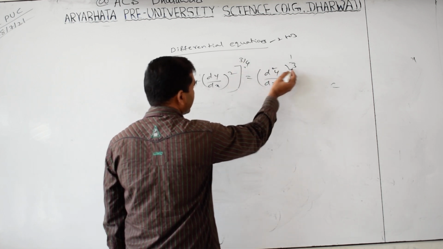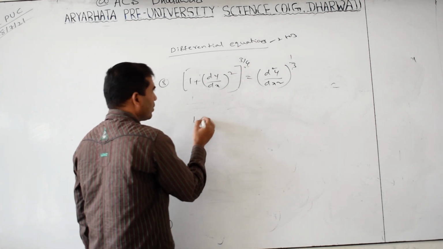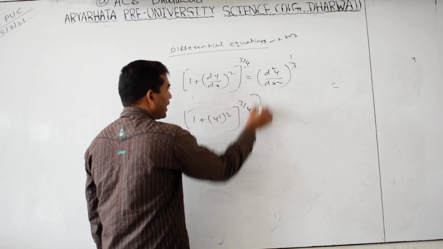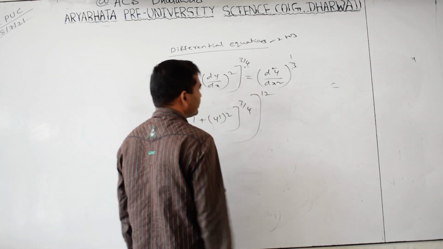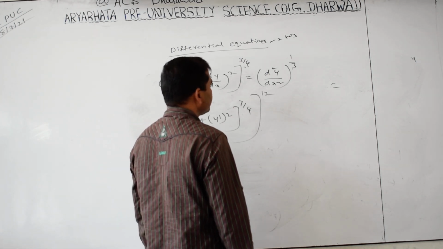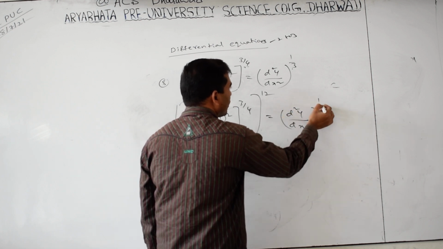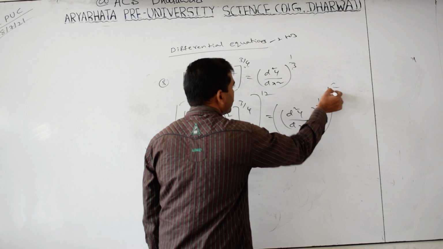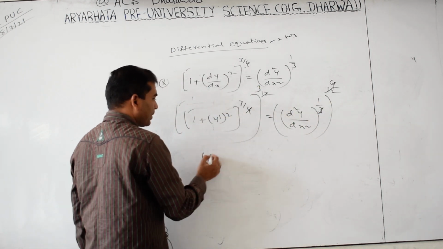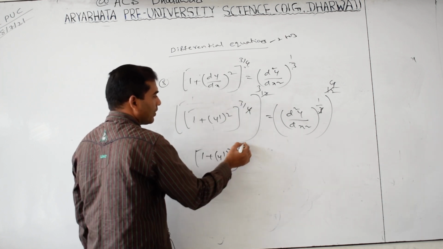Here the LCM of 4 and 3 is 12, so apply whole power 12 on both sides. (1 plus y dash square) whole power 3/4 and whole power 12, equal to (d square y by dx square) whole power 1/3 and whole power 12. It gets cancelled, 3 4s and 4 3s cancel. So (1 plus y dash whole square) whole power 9.